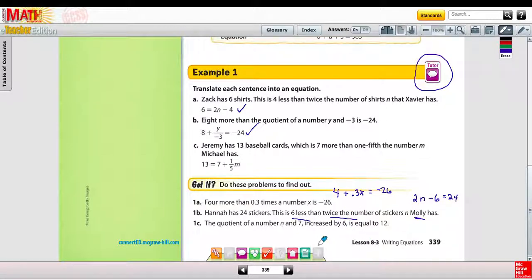We have a quotient, so we know there's going to be division, and the quotient of n and 7, we're not going to write that as n divided by 7. In algebra, we're going to say n divided by 7, and then increased by 6, that's plus 6, and then again is equal to, either the word "is" or the word "equal," or both, is going to give us that symbol of an equal sign, and then we have the number 12. So those are pretty easy, translating equations from words.